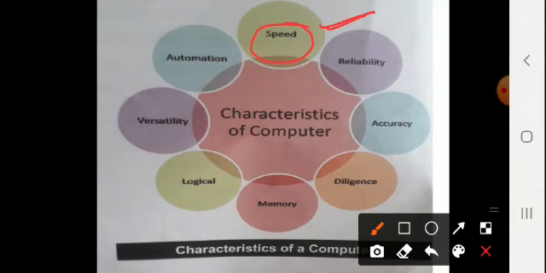Then storage capacity. A computer can store a very large amount of data in appropriate format. It has large storage capacity.